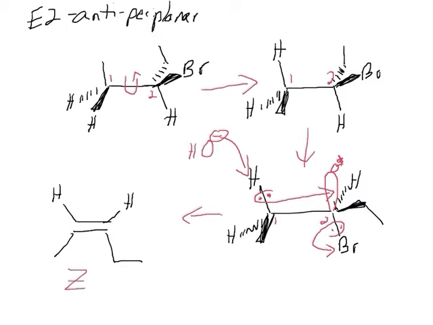So if I did the other H, if I did this H and rotated it up, I would make the E product, right? Do I need to show that, or can I just tell you what the E product would look like? Can you see that? It'd just be rotating this one more time and doing the elimination. But it makes it so that this methyl and this ethyl are on opposite sides. So the other product would look like this. This would be the E product and Z product.